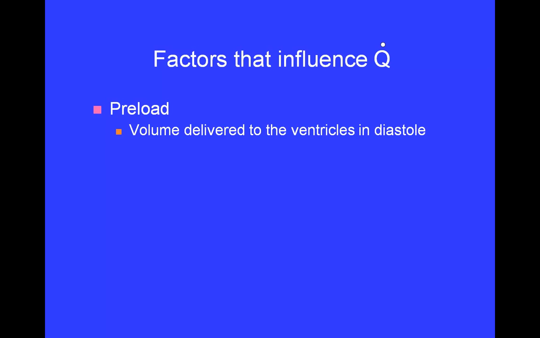So the AV valve has to open. There has to be adequate venous return, either from the vena cava, preloading the right side, or from the pulmonary veins in the lungs, preloading the left side of the heart. But you have to have blood that enters those ventricles in order for it to be able to generate a stroke volume.